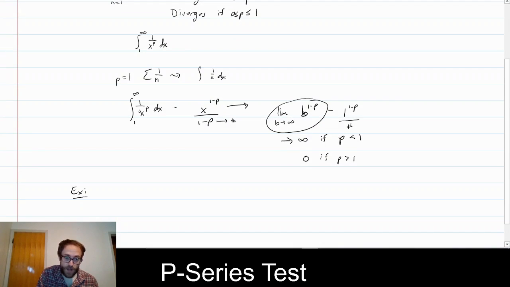We've already seen the harmonic. We've seen 1 over n squared. We've seen 1 over n, which is the harmonic. So let's just look at, say, 1 over the square root of n. Doesn't necessarily look like a p-series just yet, but we can translate that to 1 over n to the 1/2. So we just look at this guy here, that's our p, and we know that it is less than 1, so it must diverge.